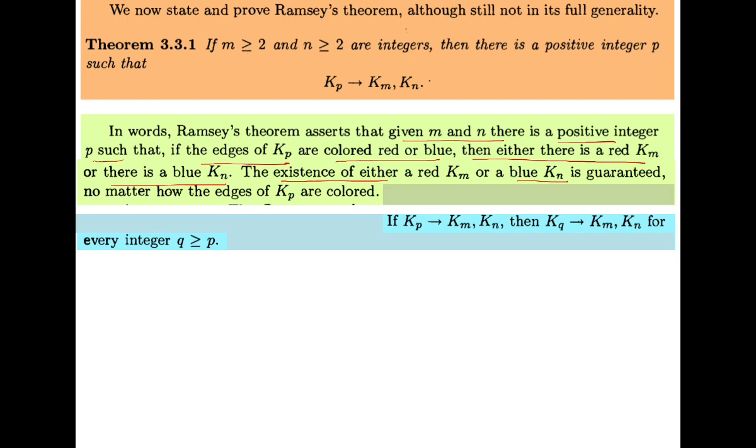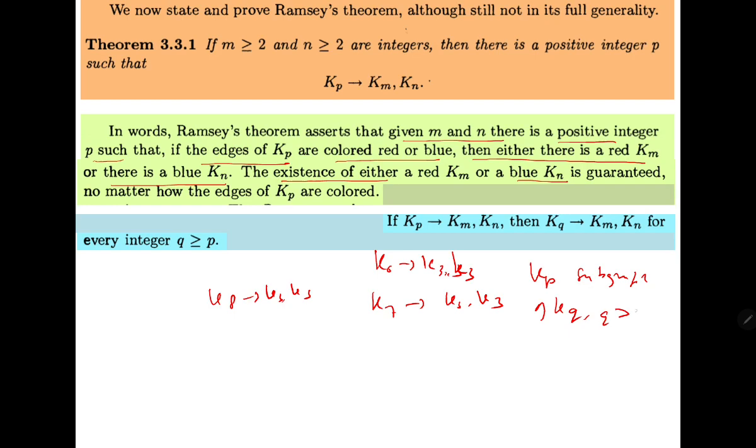The other thing it says is that if K_p goes to (K_m, K_n), then K_q also does when q is greater than p. So for example, K6 goes to (K3, K3), then K7 also goes to (K3, K3), K8 also goes to (K3, K3), and so on. And it is very easy to think about because K_p is always a subgraph of K_q where q is greater than p.